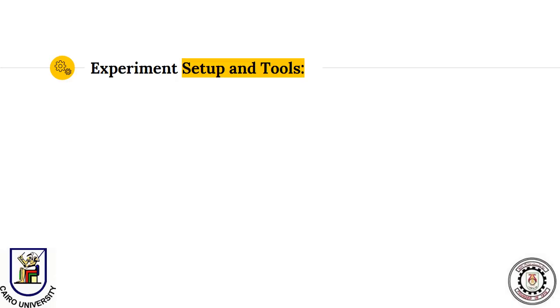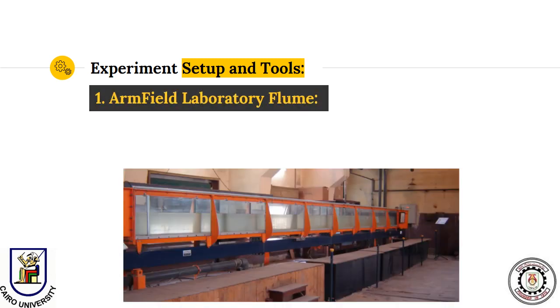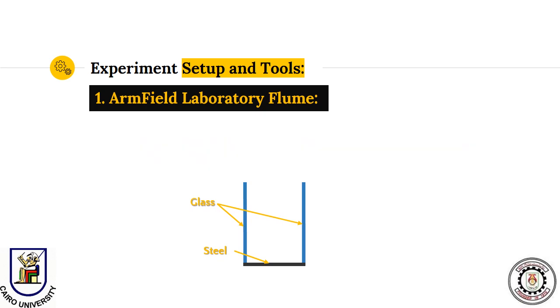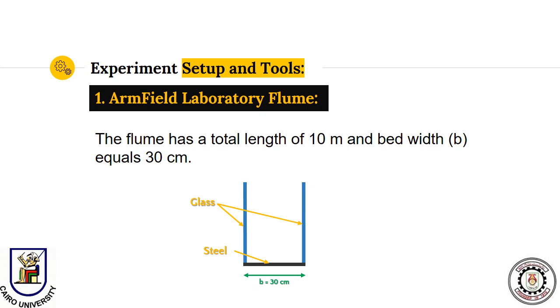Experiment setup and tools. 1. Armfield Laboratory Flume. The flume is shaped as a rectangle with glass sides and a bed made of steel. The flume has a total length of 10 meters and bed width B equals 30 centimeters.